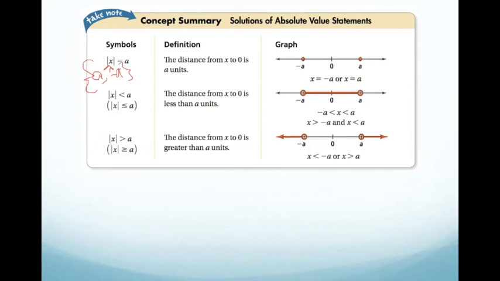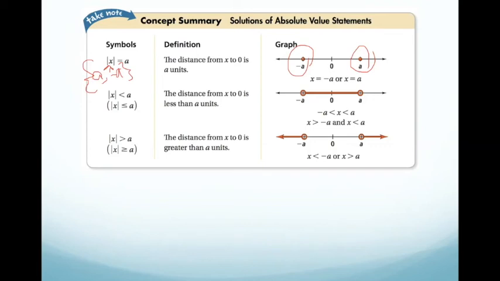And so if we graph that, we have these 2 points. We have the point a as well as the point negative a. And so those are just dots on our number line. We're not going to put anything in between them, because if I have a different value than a, its absolute value will not equal a.